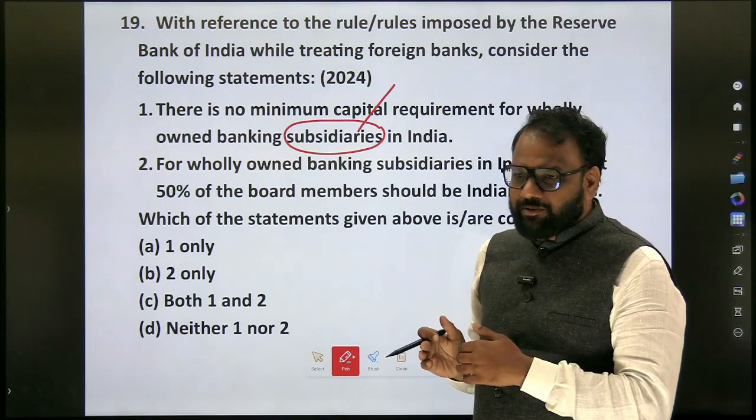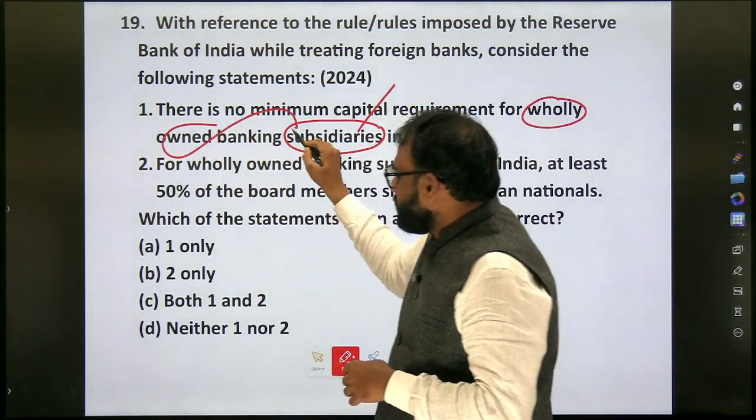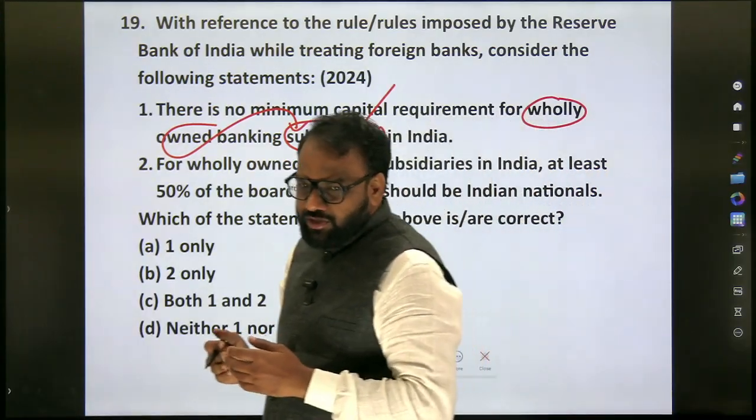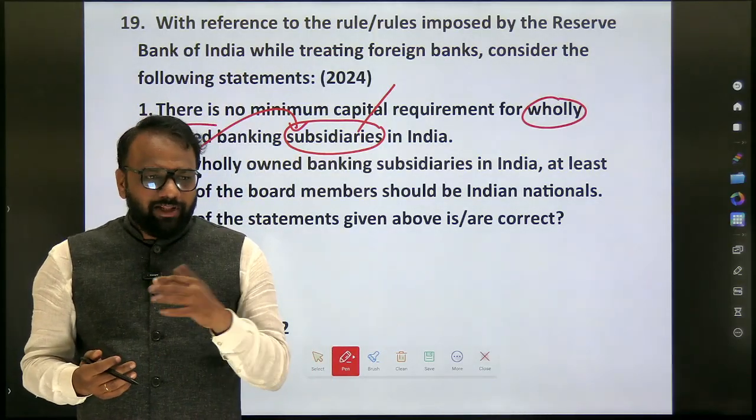Next, once you understand subsidiary, what is a wholly owned subsidiary? I am not speaking about banking subsidiary. I am just speaking about subsidiary and wholly owned subsidiary. So when do we call it a wholly owned subsidiary? When 100% stake is owned by the parent company.